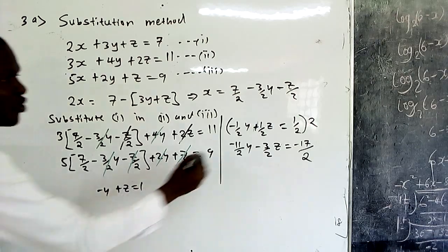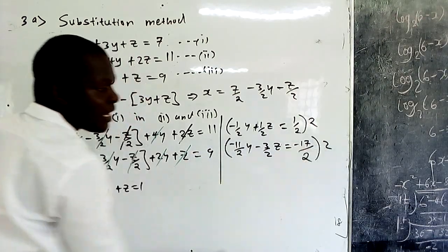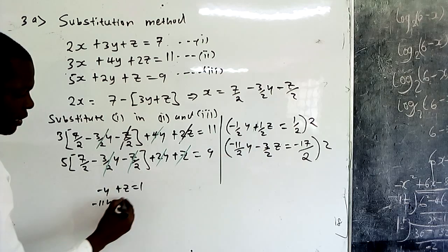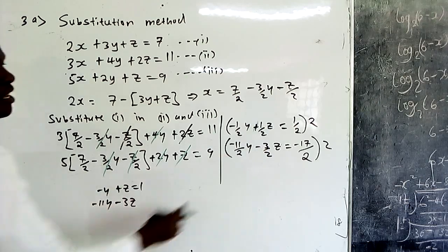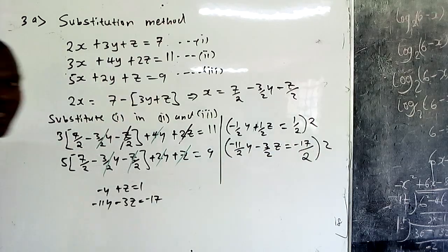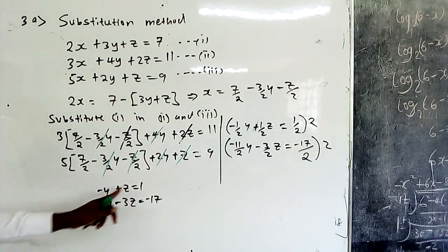Move to this one, so you multiply everything by 2 here to simplify. 2 times this, you get negative 11y minus 3z is equals to 17. 7 times 2, you remain with negative 17, isn't it? Is that okay? So from here, you substitute again.